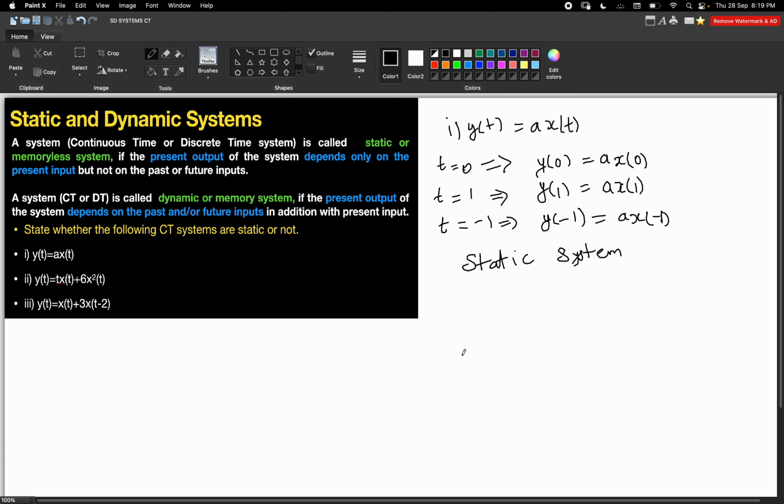Let us consider the second one. The second system equation is y of t equal to t x of t plus 6 into x square of t. In this case, if you apply the three time values, t is equal to 0, y of 0 equals, this term will vanish because of this t value, and you will have 6 into x square of 0. So here also the present output depends only upon the present input.